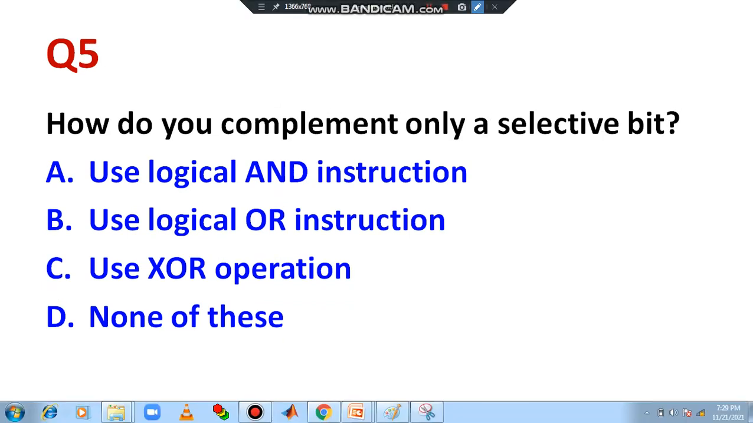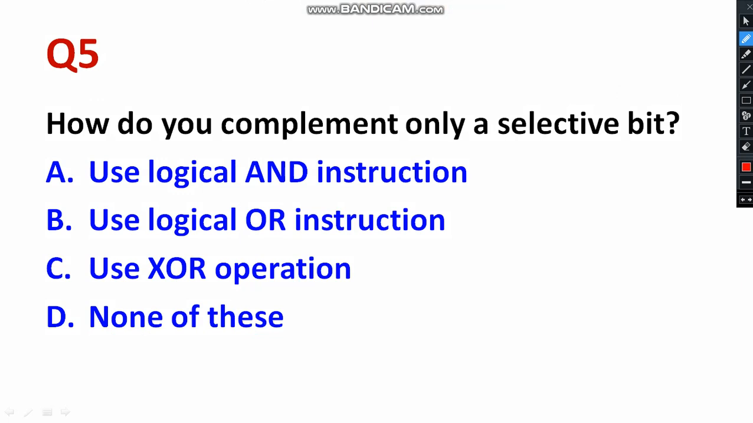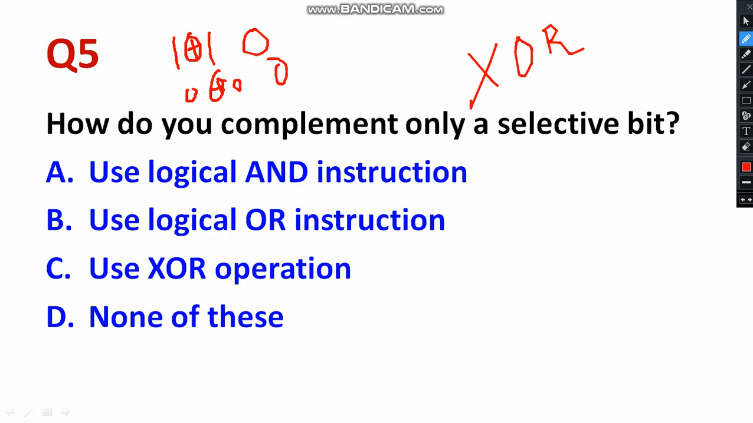Question 5. How do you complement only the selective bit? Here you are supposed to use the XOR operation. You must be familiar with the XOR operation, correct? XOR means, like 1 XOR 1, what is the output? 1 XOR 1 will be 0. 0 XOR 0 is also 0. One input should be high and the other input should be low, then only you will get the higher value.